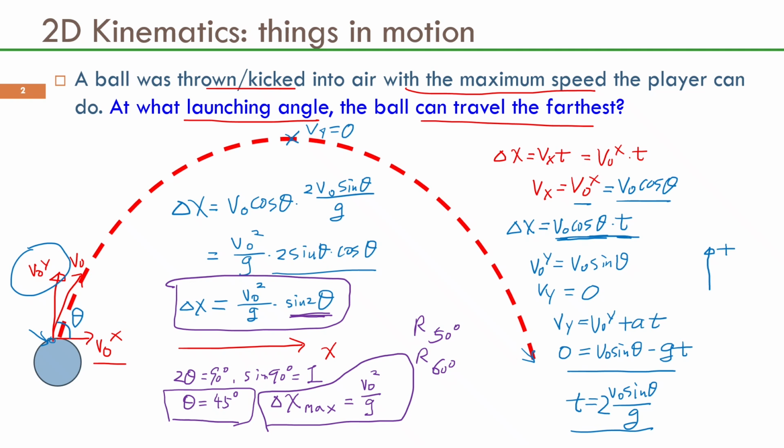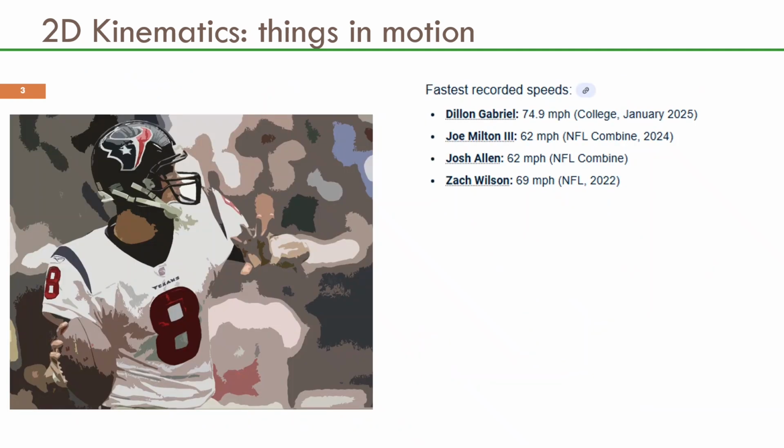I actually have done some research, and online I found out the fastest recorded speed for a football that has been thrown ranges from 62 miles per hour to 75 miles per hour. So if we take a value in the middle, let's say the largest initial velocity of a football is 65 miles per hour. If we convert this to meters per second, it's roughly 29 meters per second.